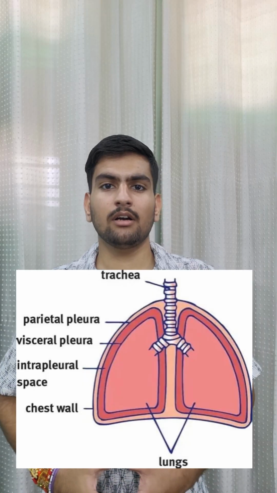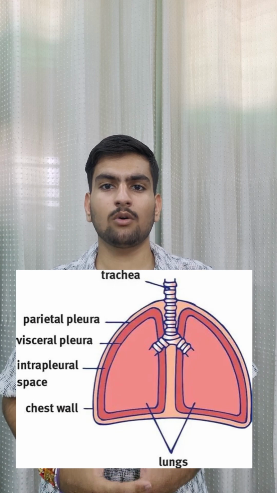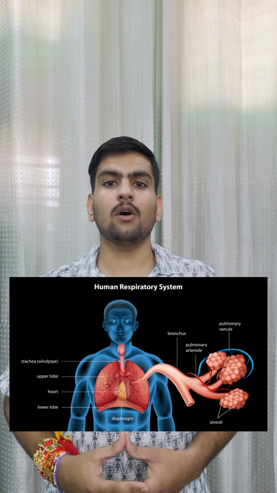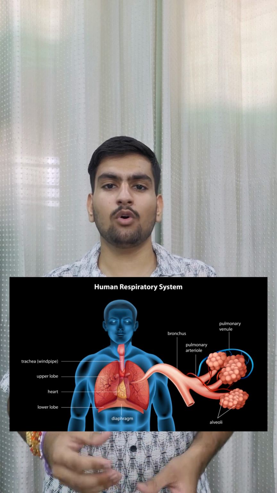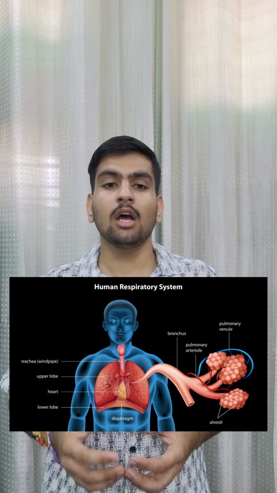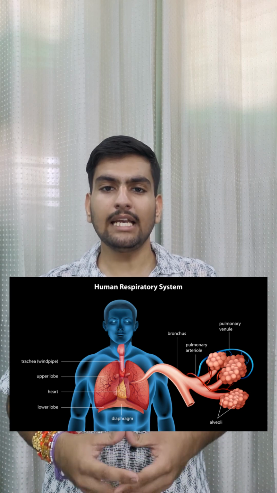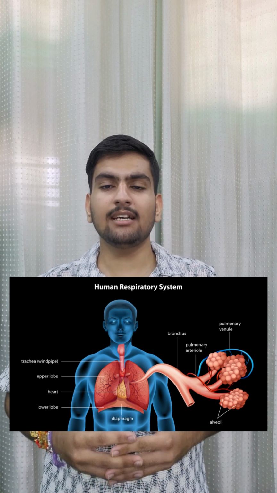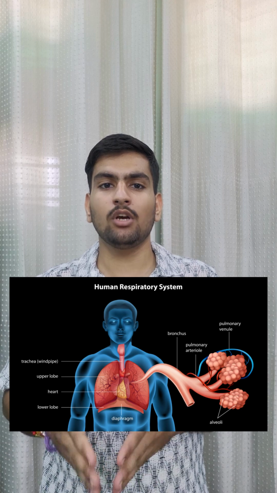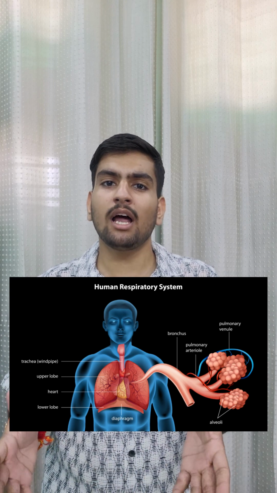Lungs are covered by two thin membranes called pleura. Each bronchus divides inside the lungs to form a large number of small tubes called the bronchioles. The bronchioles have tiny air sacs at the end. The pouch-like air sacs at the end of the bronchioles are called the alveoli.